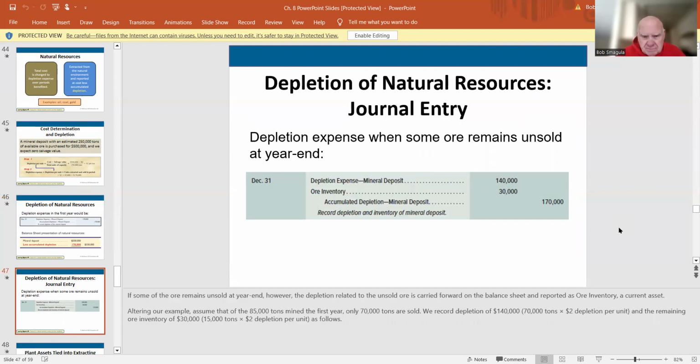Here's your journal entry. Depletion expense 140, or inventory, we debit and we credit accumulated depletion and inventory of mineral deposit. Depletion expense when some ore remains unsold at year end. Okay.